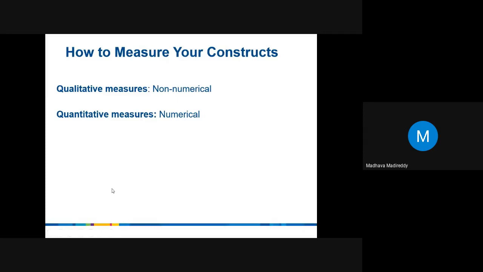Now let's move on to the types of constructs. The constructs can be either a numerical measure or a non-numerical measure. A numerical construct is usually called a quantitative measure. A non-numerical measure is a qualitative measure. For example, weight would be a numerical measure. A non-numerical measure would be the color of your eyes. How many people have blue eyes? What is the color of the eyes of a particular person? What is the ethnicity of a particular person? That could be a qualitative measure.